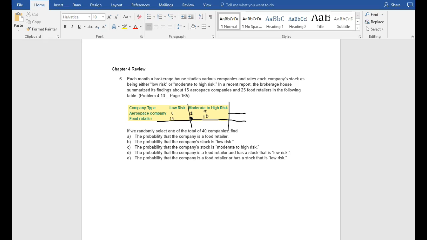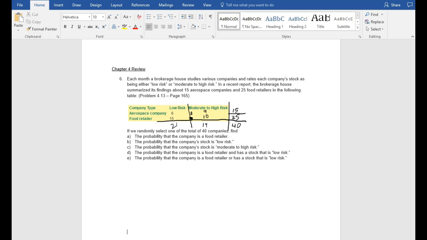So some things that I would do is I would total up these columns right off the bat. And I think that's going to help us answer the problem. So we total up the low risk column, 6 plus 15 is 21. The moderate to high risk column, 9 plus 10 is 19. And likewise horizontally, 15 and 25. We see that the column 15 and 25 adds up to 40, and the row of 21 and 19 adds up to 40. So our total is 40.